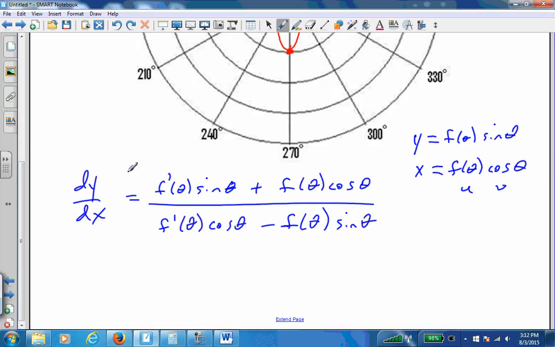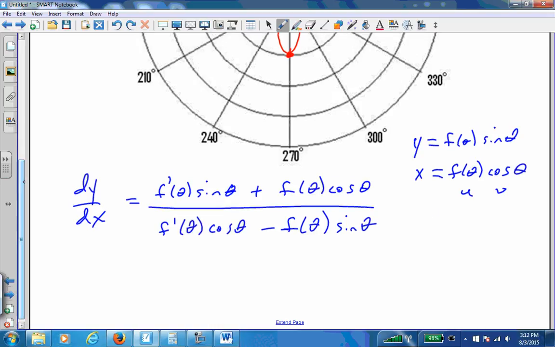dy d theta over dx d theta. The function, what was it, 2 cosine 2 theta? We need f prime. What would f prime be?